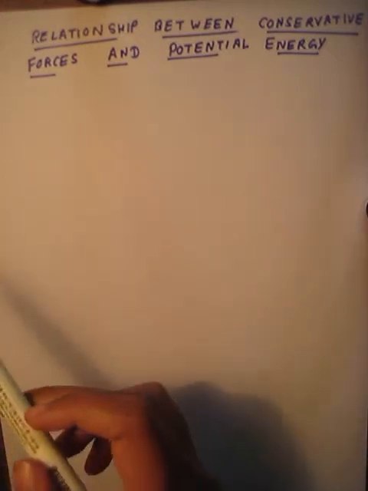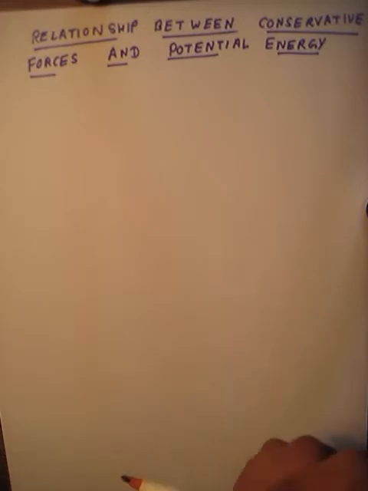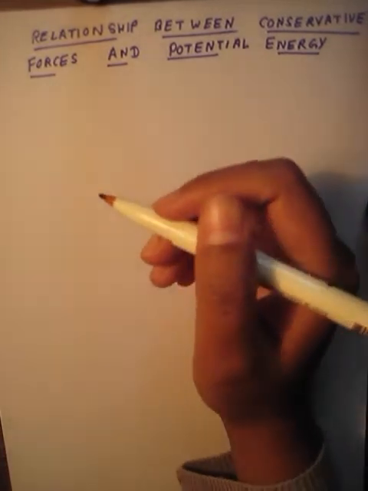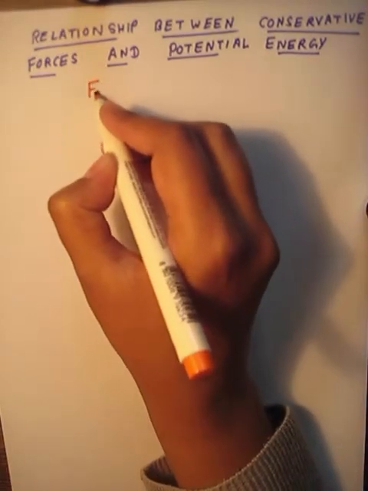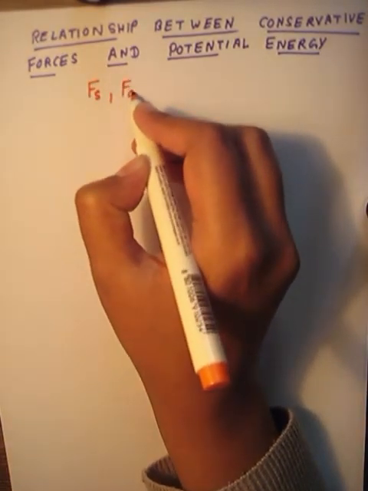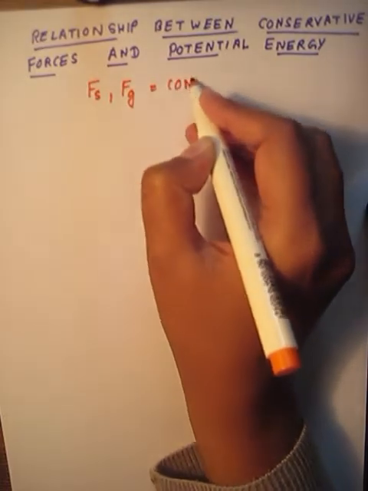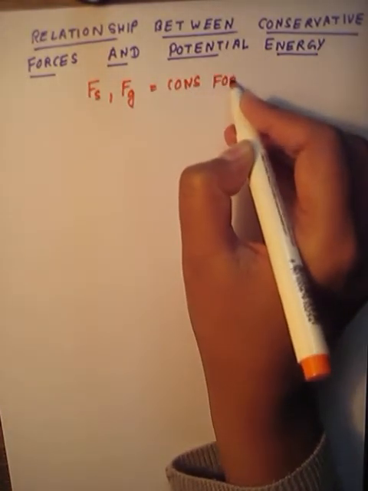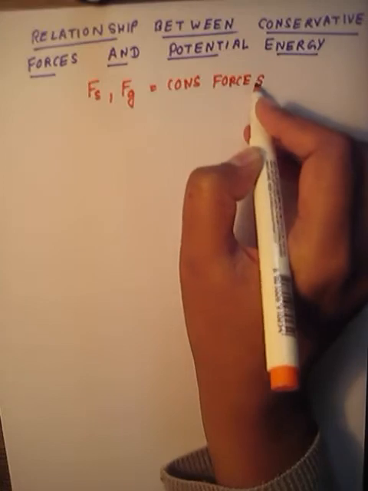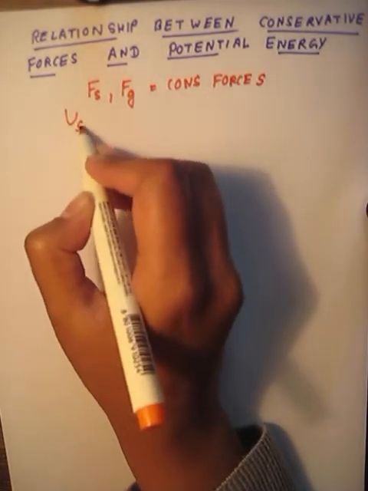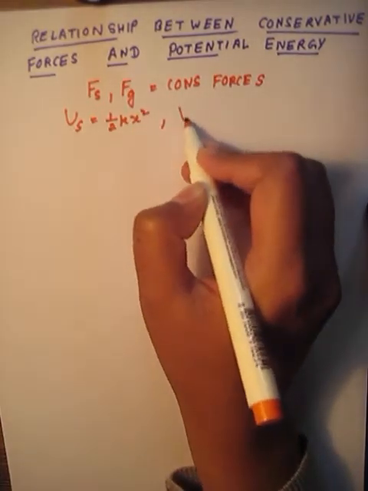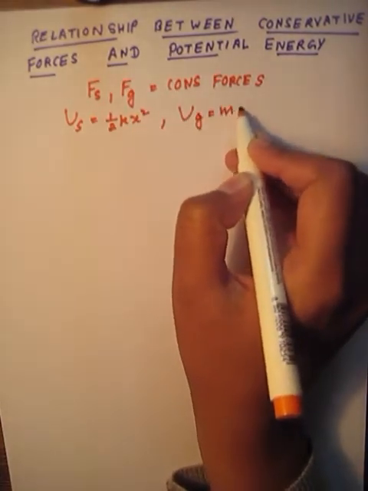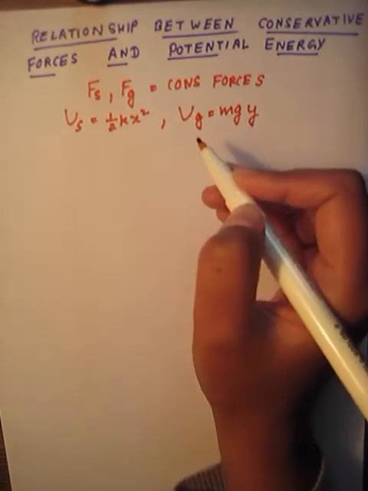Now let us try to find out the relationship between conservative forces and potential energy. Now we know that the spring force and the gravitational force are conservative forces, and the spring potential energy is given by half kx squared, and the gravitational potential energy is given by mgy.